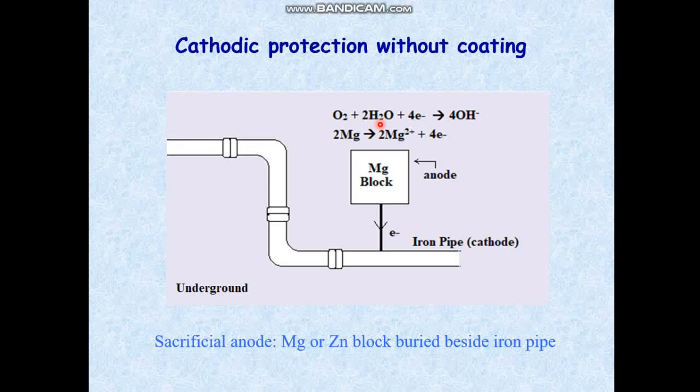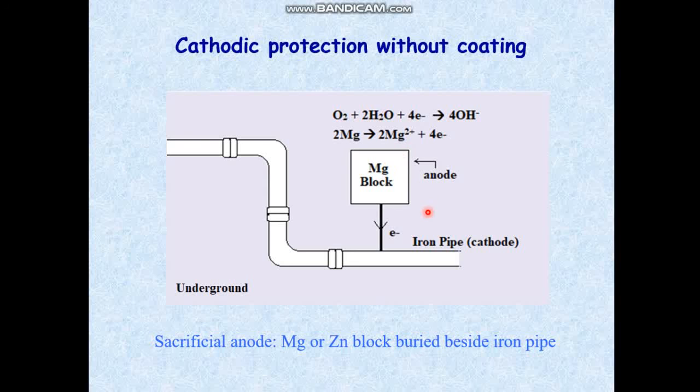And here, instead of H plus, I have shown water. So you can also write this reaction that way. If you write H plus ion, then the counter ion would be either carbonate or OH minus, and if you write water here, then the counter ions are OH minus ions. So 4 OH minus ions would be utilized in making 2 moles of Mg(OH)2. The anodic reaction is magnesium releasing 4 electrons to become 2 magnesium 2 plus ions. On the other hand, the cathodic reaction is oxygen consuming these 4 electrons with the help of 2 moles of water to produce 4 hydroxide ions.